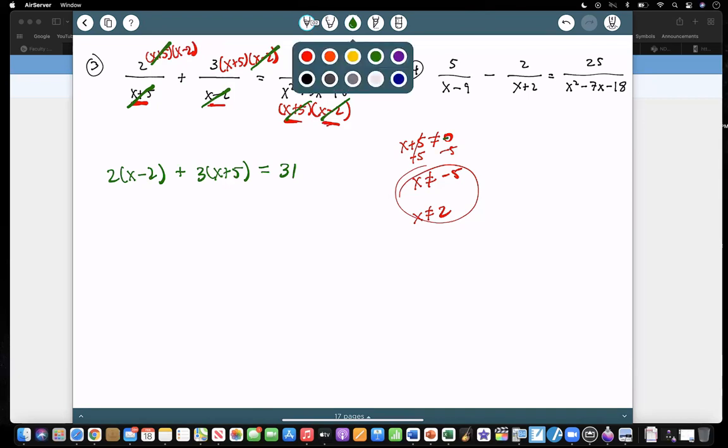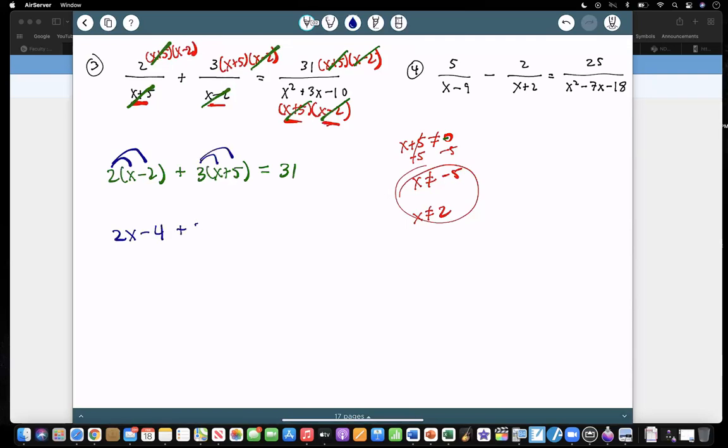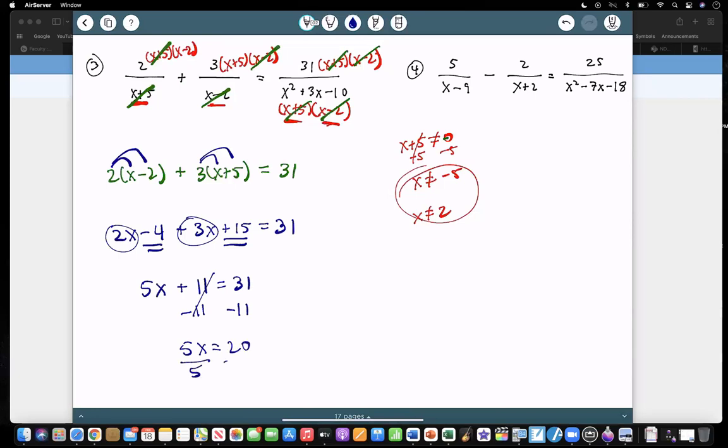Okay, let's finish this off so we can distribute here. This will give me 2x minus 4 plus 3x plus 15. So I ask myself, what like terms do I have to combine? 2x plus 3x will give me 5x. And we have 15 minus 4, which is 11, so positive 11. Now it's a regular equation we can solve. I can subtract 11 from both sides. So I get 5x is equal to 20. So I can divide by 5, and it looks like my answer will be equal to 4.